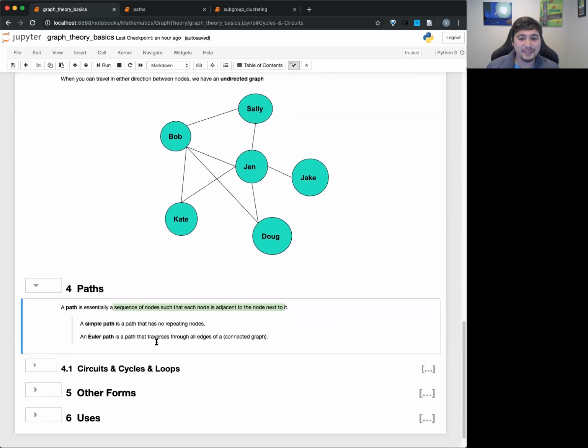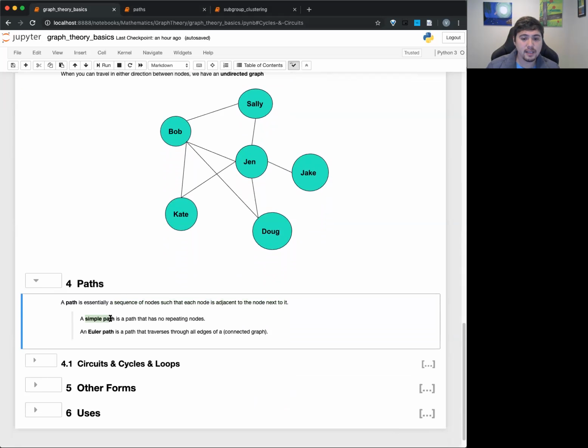There are a couple of definitions here that you might see. A simple path is just a path that has no repeating nodes. So if I said Sally to Bob to Jen to Sally, I'm repeating things over and over again, so that would not be a simple path.